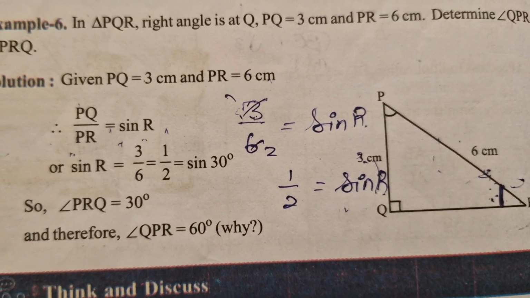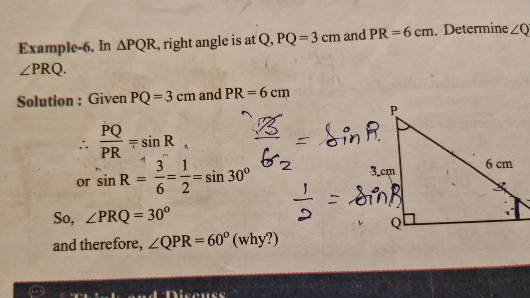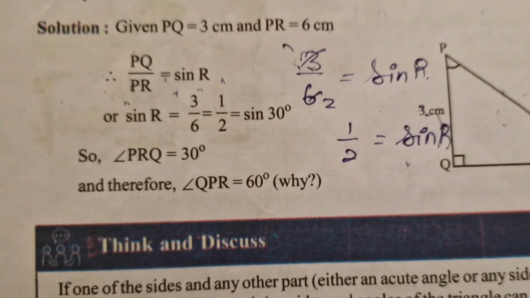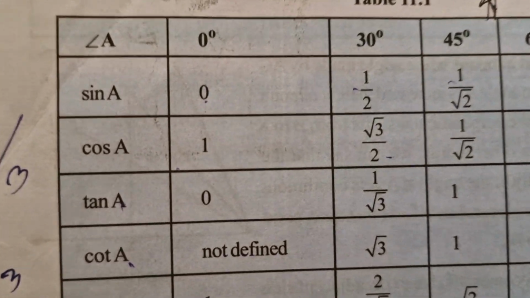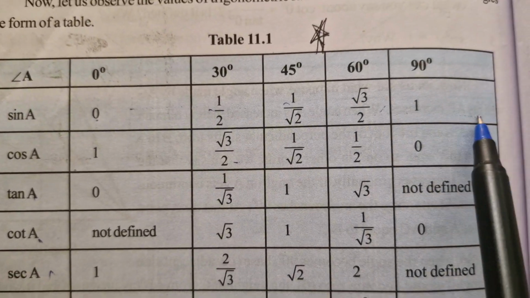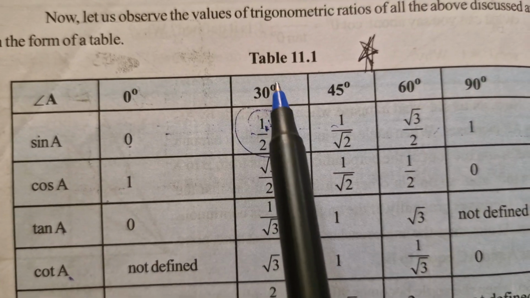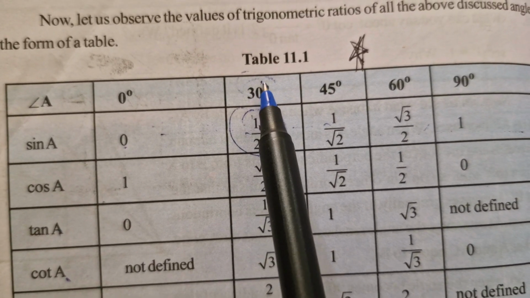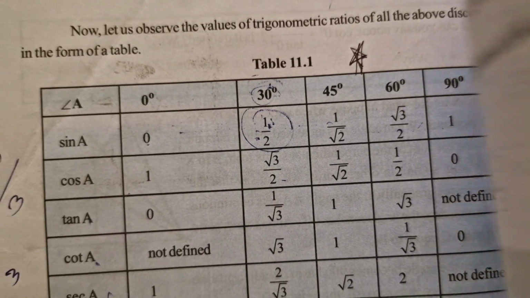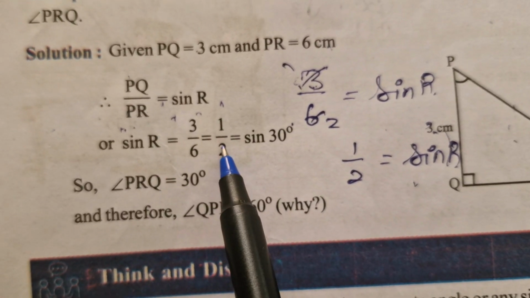In which angle will we get that ratio as 1 by 2? Let us see. So here sin A, where is 1 by 2? Over here, in the place of 30. Sin 30 is equal to 1 by 2.